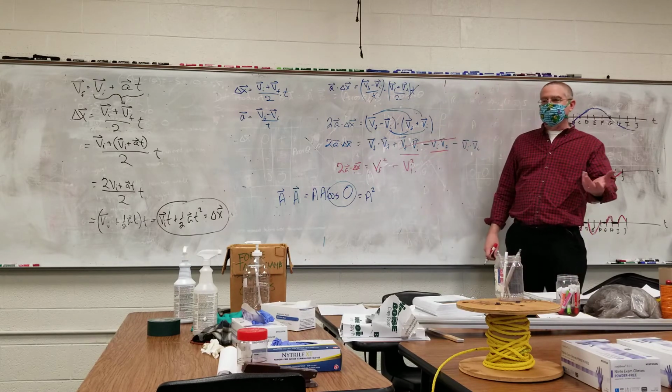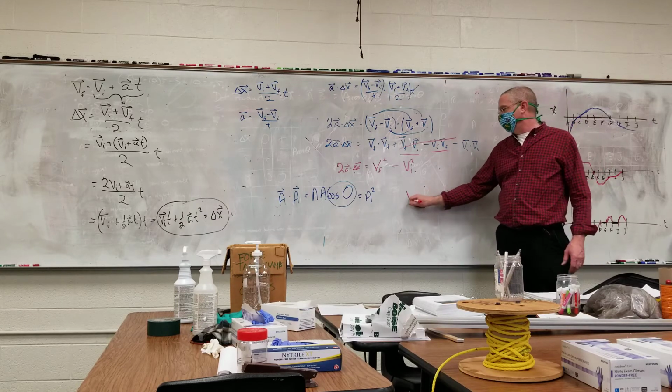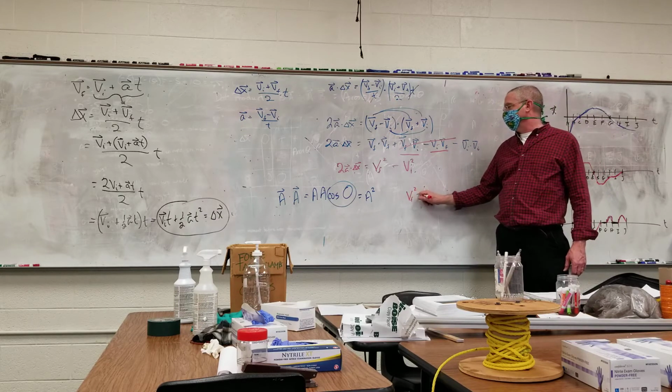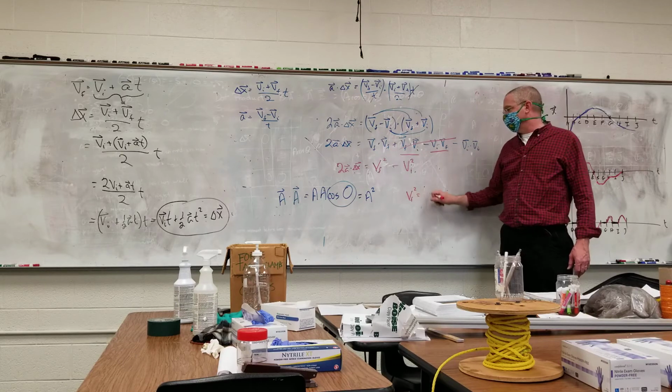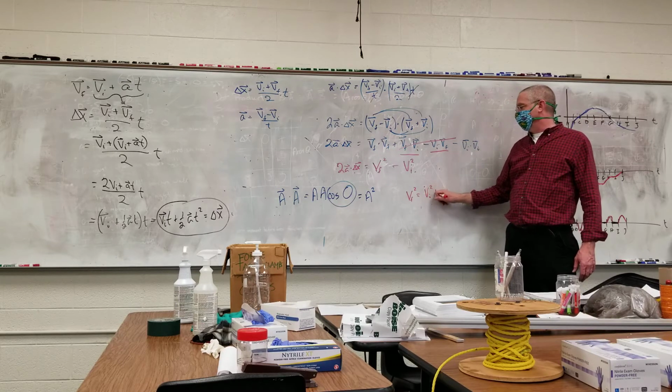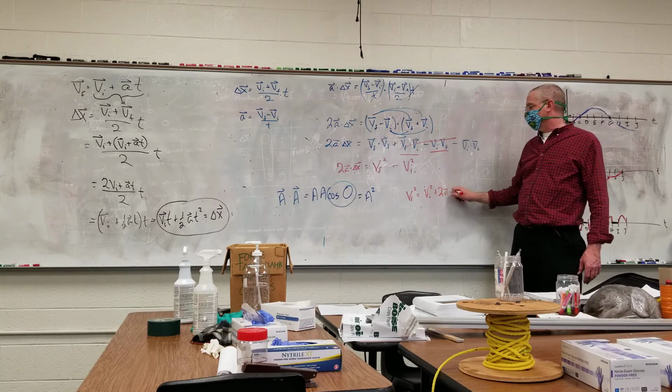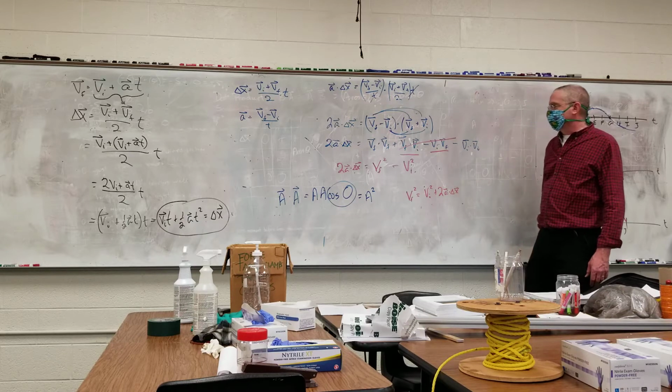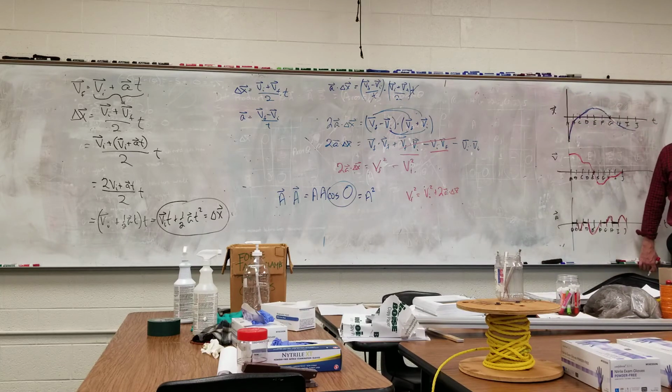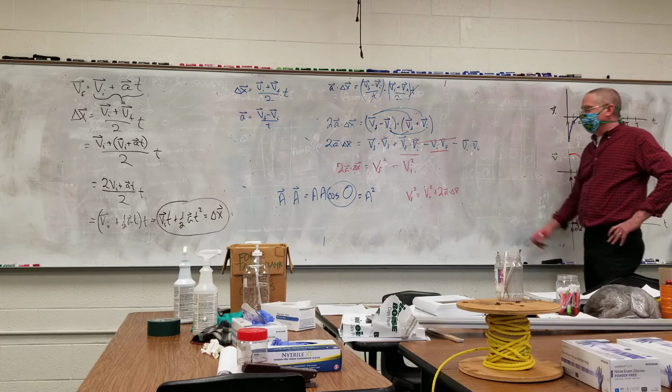And then to put it into the usual form, VF squared, adding VI squared to both sides, is equal to VI squared plus 2 A dot delta X. Or S or R or Y, whatever one you're using for position. And that's the fourth one.